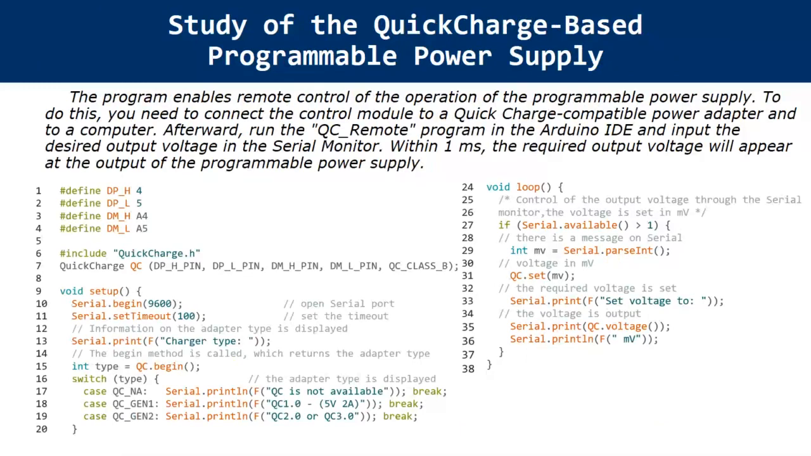The program enables remote control of the operation of the programmable power supply. To do this, you need to connect the control module to a quick charge compatible power adapter and to a computer. Afterward, run the QC remote program in the Arduino IDE and input the desired output voltage in the serial monitor. Within 1 millisecond, the required output voltage will appear at the output of the programmable power supply.